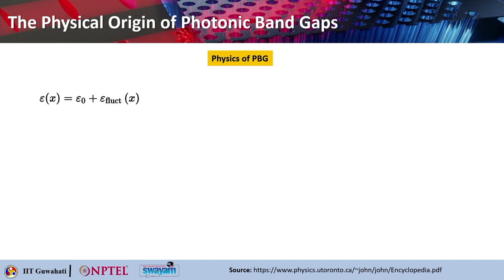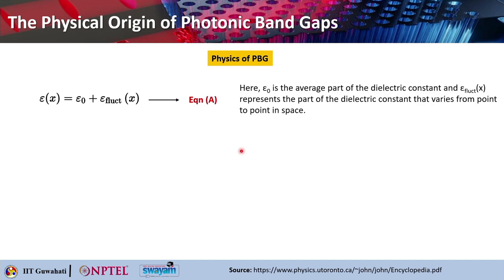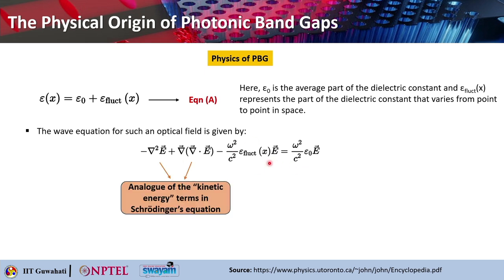Now let us consider a monochromatic electromagnetic wave of frequency omega propagating in a medium whose dielectric constant varies from point to point in space, which is given by this particular equation. So there is a fluctuation in the dielectric constant, which is given like this. We assume that the dielectric microstructure does not absorb the light and the total dielectric constant everywhere is real and positive. In that case, the wave equation for such an optical field can be given by this equation, which is equation B.